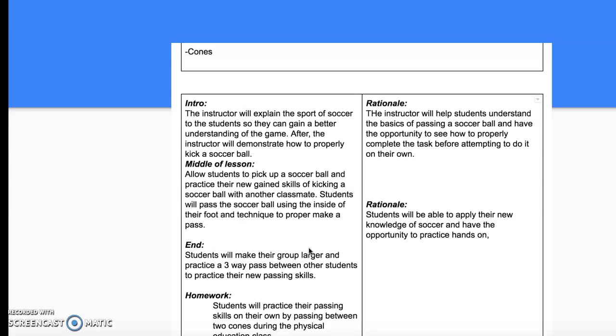For homework, students will be able to practice their passing, and maybe at the end of the lesson, the instructor can have 2 cones, and the students will be able to pass between the 2 cones instead of a partner, just to show that they know how to properly use the technique and apply the multiple intelligences in order to pass the activity.